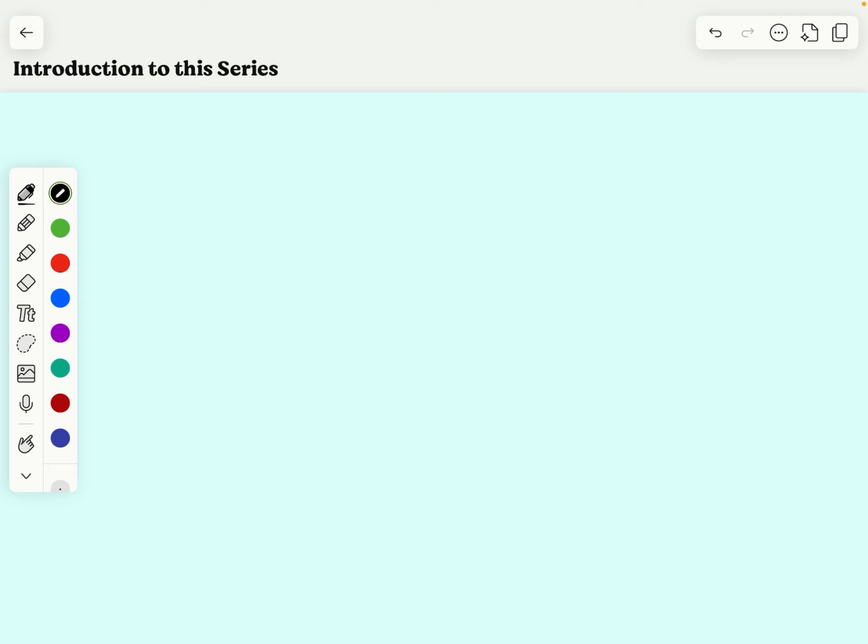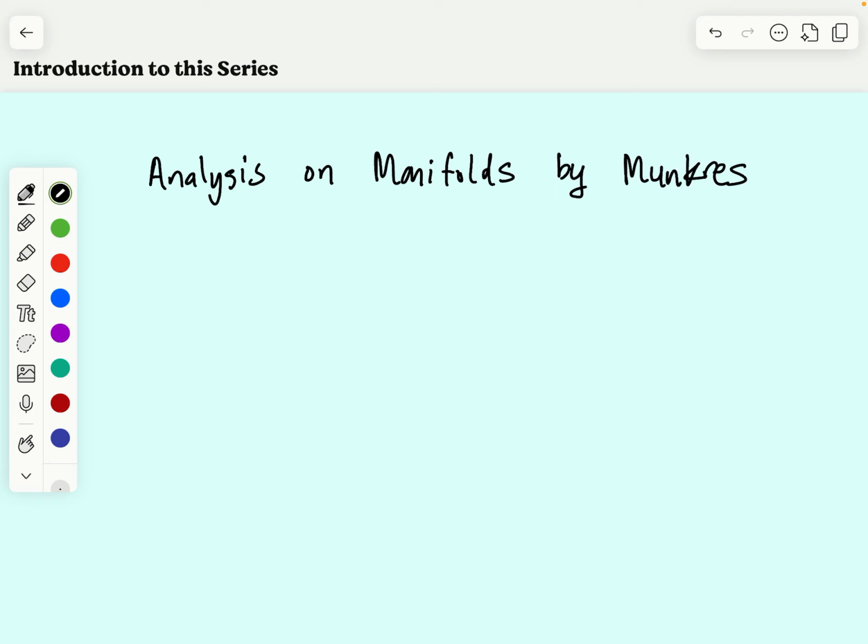And the book that I'll follow is this book by Munkres, Analysis on Manifolds. And this is a book that I pretty much read cover to cover when I was an undergrad, and it's a great book. So in order to understand what I'm saying in these videos, you should get a copy of it. It's quite expensive, but I think it's worth it if you're going to be reading it carefully.